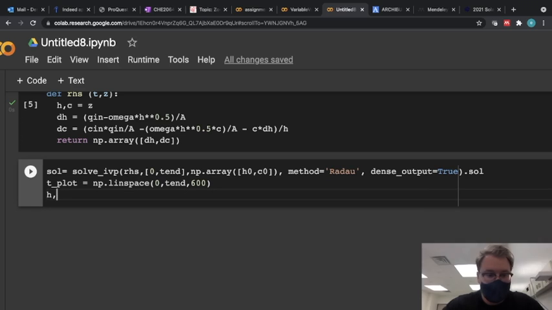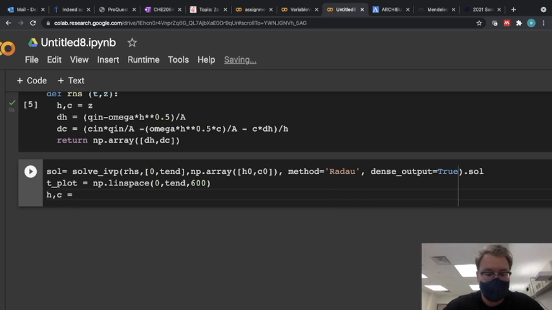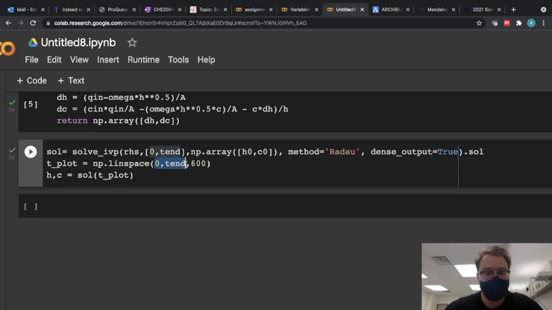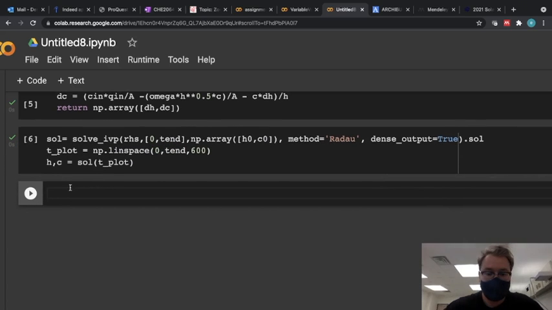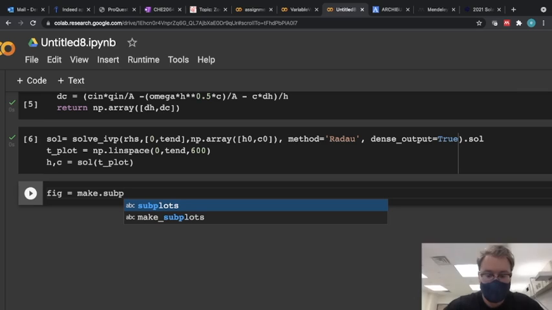And I'm going to have my height and concentration be equal to my solution of my time plot. See if that works. Okay. So I've set up my solution, I've set up my time plot using time equals 0 to time equals 100 seconds with 600 points in between each. And now I just need to create my figures. So fig equals make subplots.